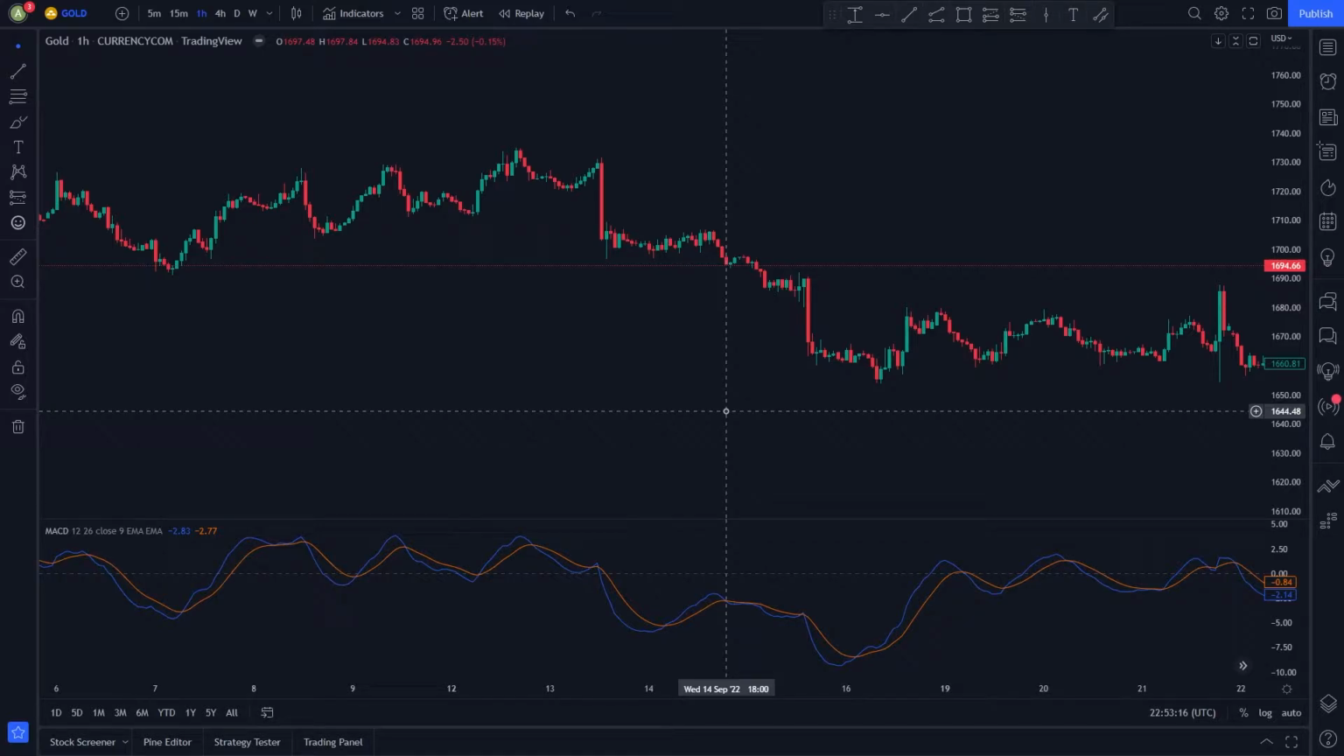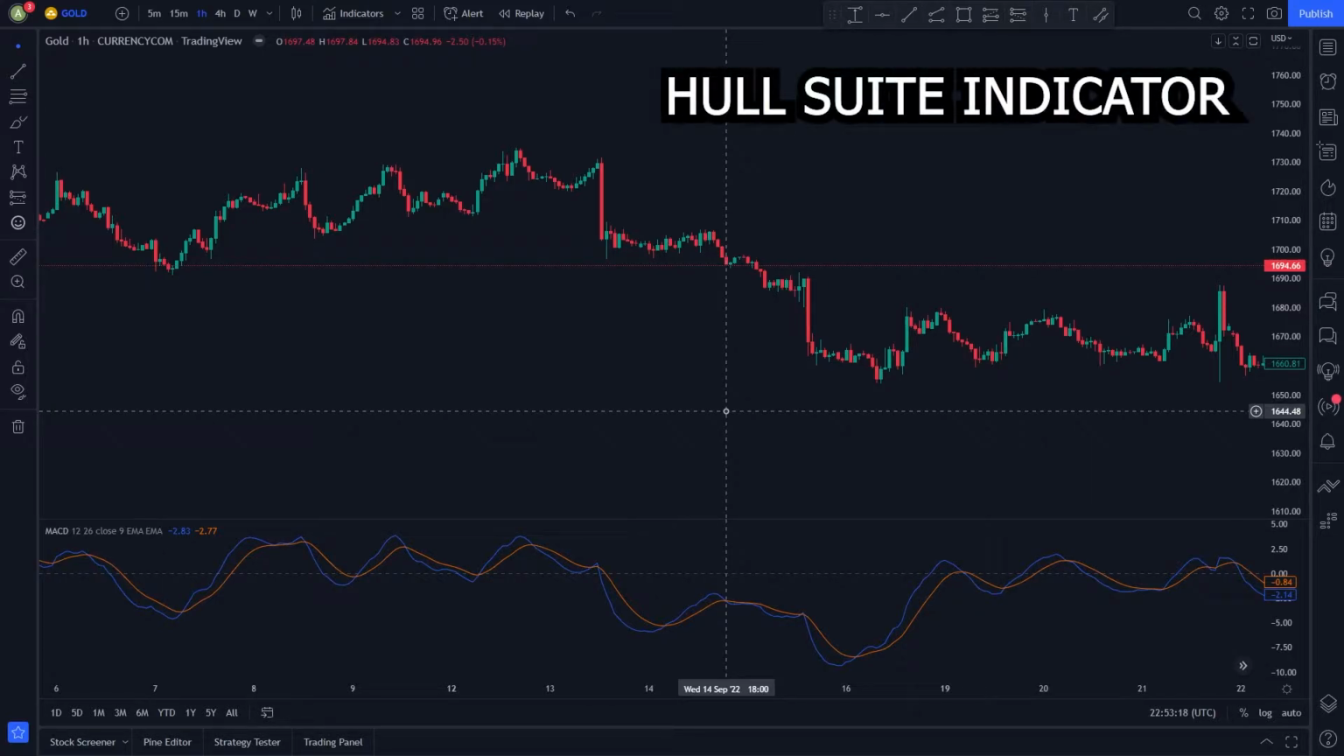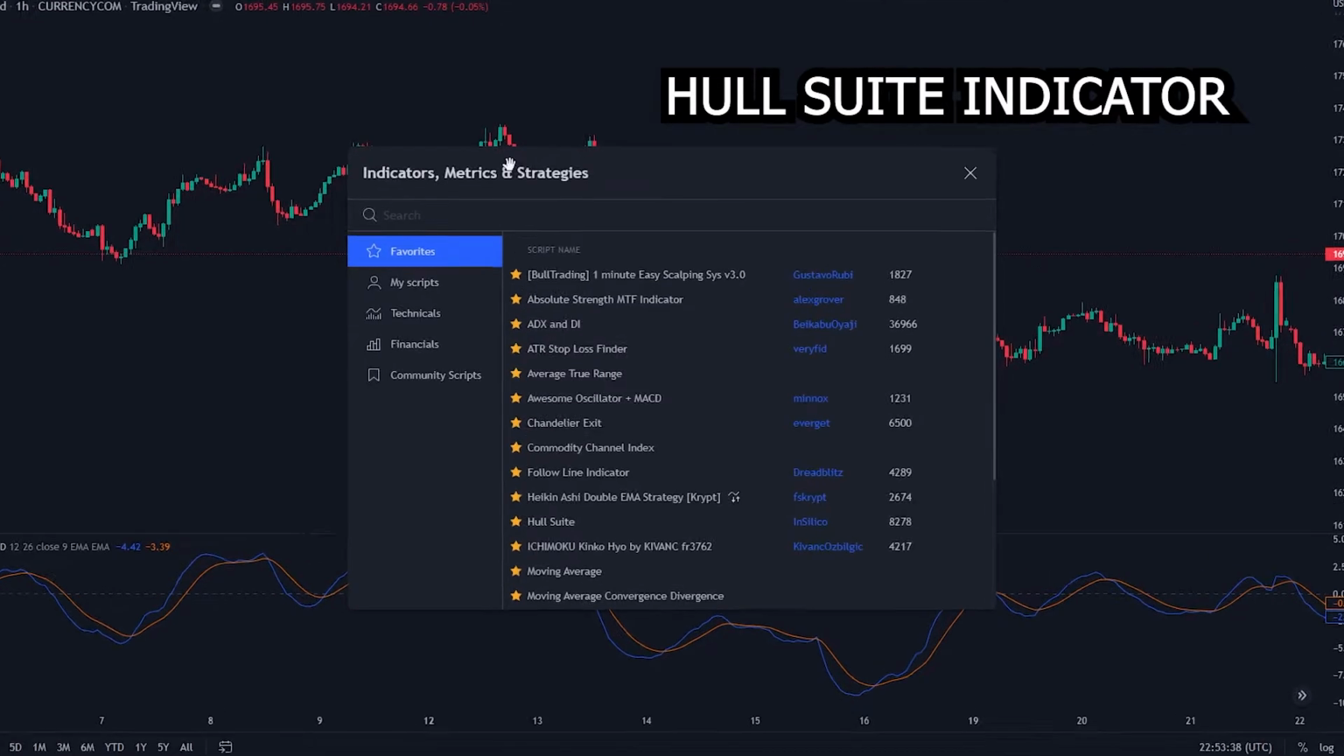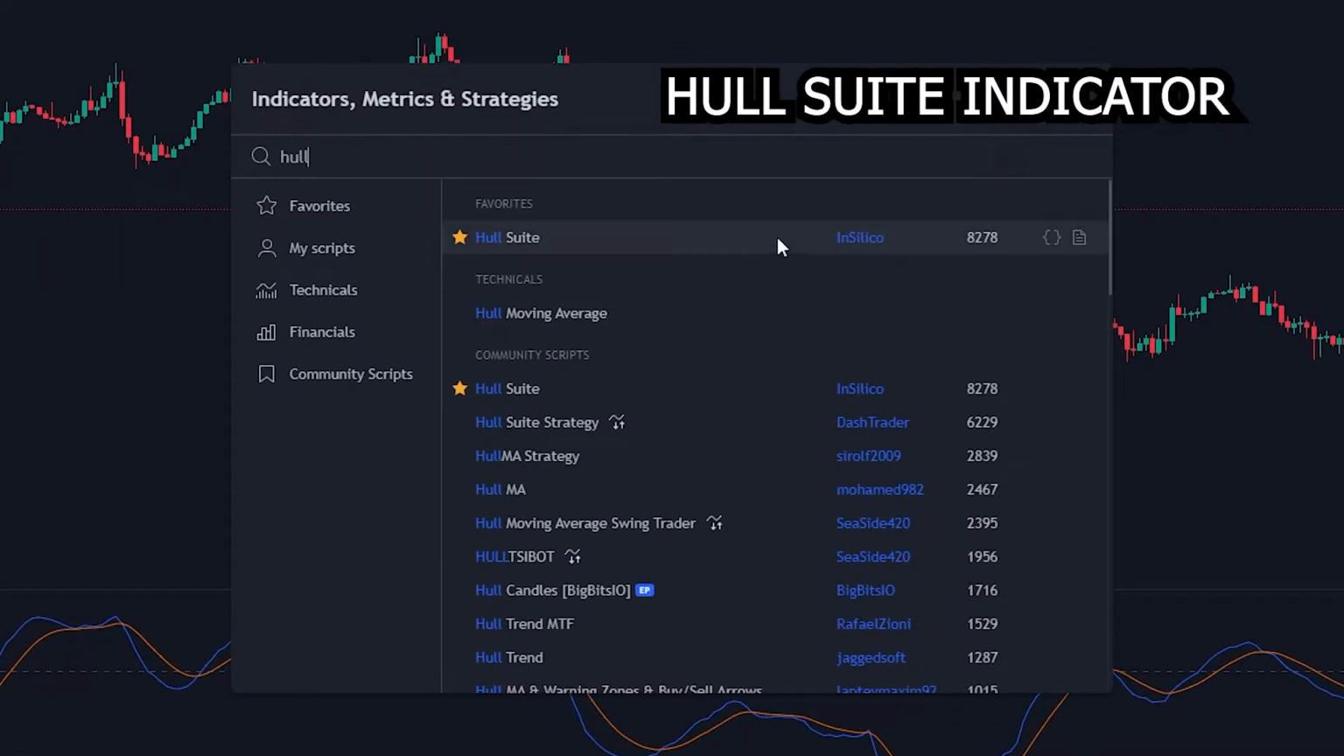The second indicator is going to be the Whole Suite. The Whole Suite indicator is a trend indicator. It uses moving averages to determine whether the market is bullish or bearish. In our case, we will use it as our second confirmation indicator. To add the indicator to your chart, you click on the indicator tab, then search up Whole Suite. We will use this one by Insilico.